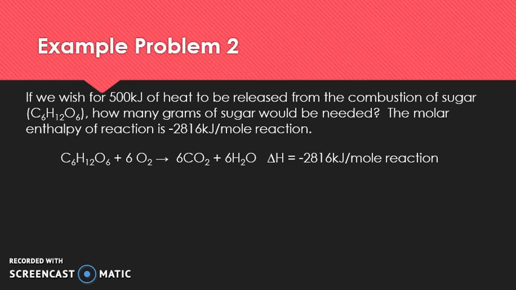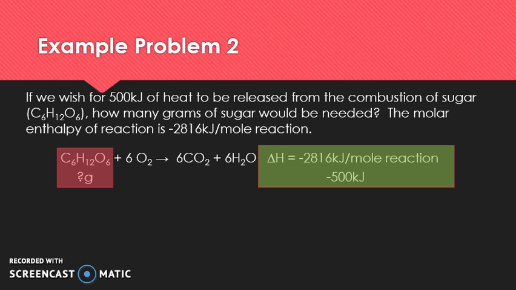Next step, layer in what you know. I know that the problem has given me 500 kilojoules of heat energy. And notice that as I layered it underneath, I turned that into negative 500. They told me that the heat is being released. That means the heat is being lost. It's exothermic. So I added in the negative sign. We are also asked about the grams of sugar, so I put question mark grams underneath the C6H12O6.